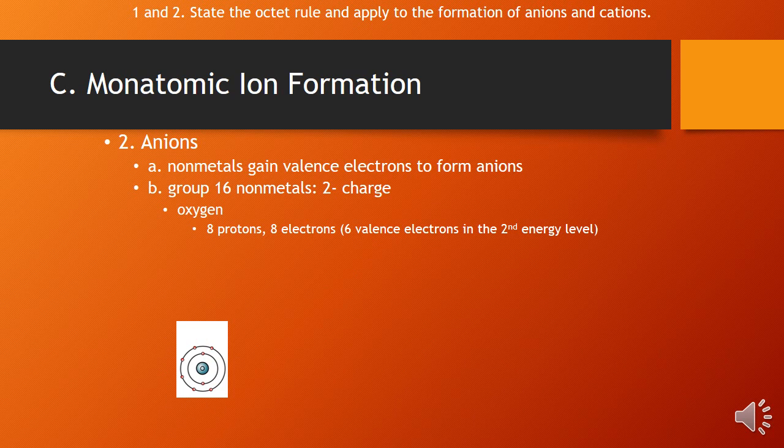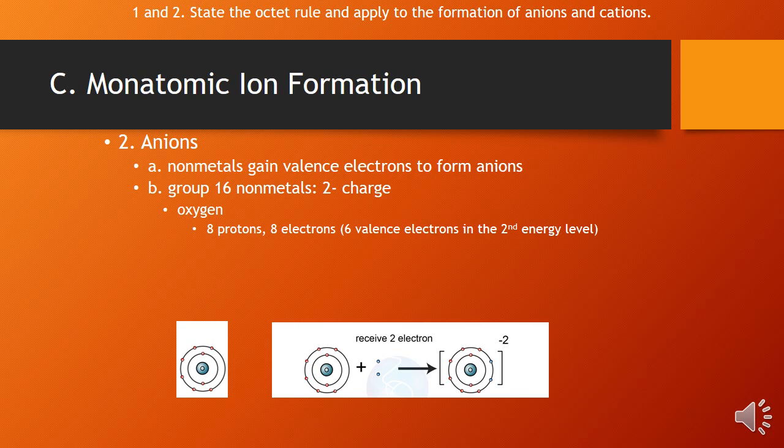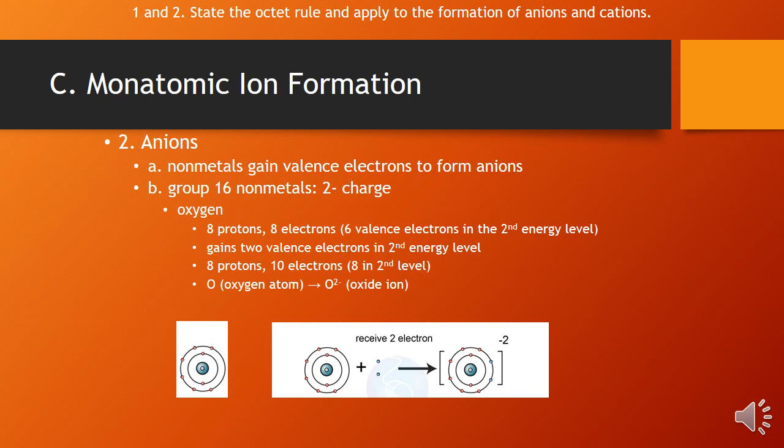So again, there would be 2 options for filling its octet. It could either lose 6 valence electrons or it could gain 2. Well, the easier option would be to gain 2. So if it does that, it will now have a 2 minus charge, because now it has 2 more electrons than protons. So we've gone from a neutral oxygen atom to an oxide ion. Notice the IDE ending, and it has a 2 minus charge. And again, this would be true of all those group 16 nonmetals. They'd all have a 2 minus charge.